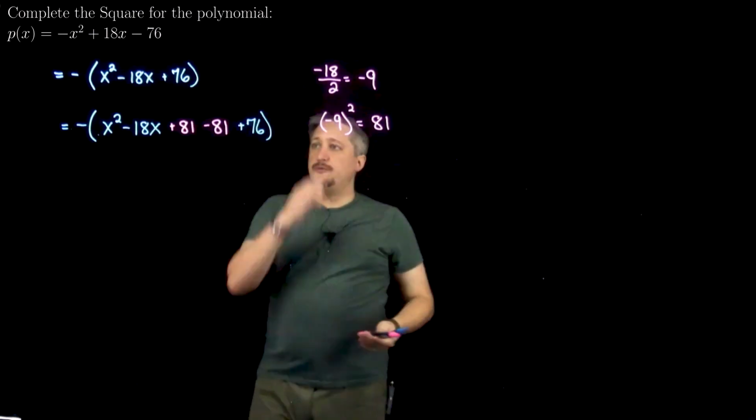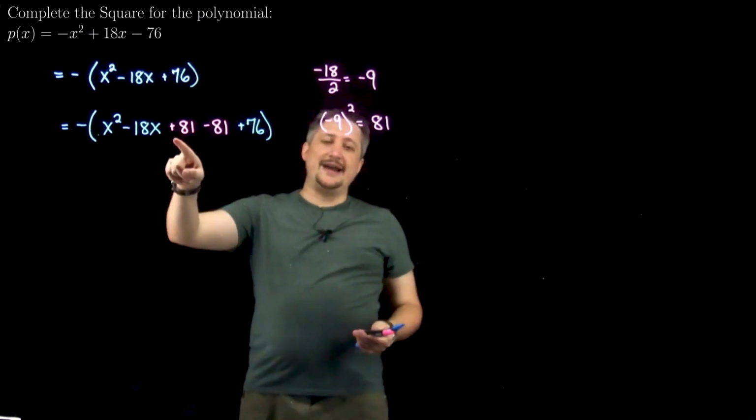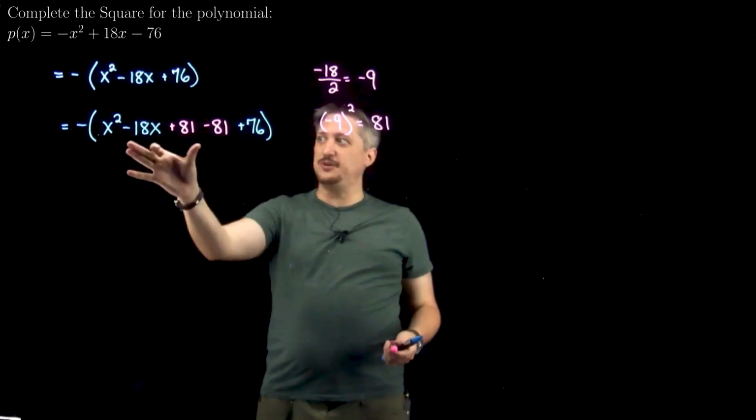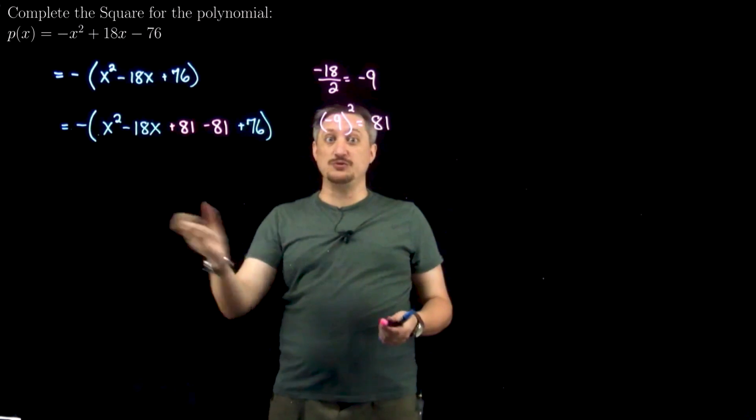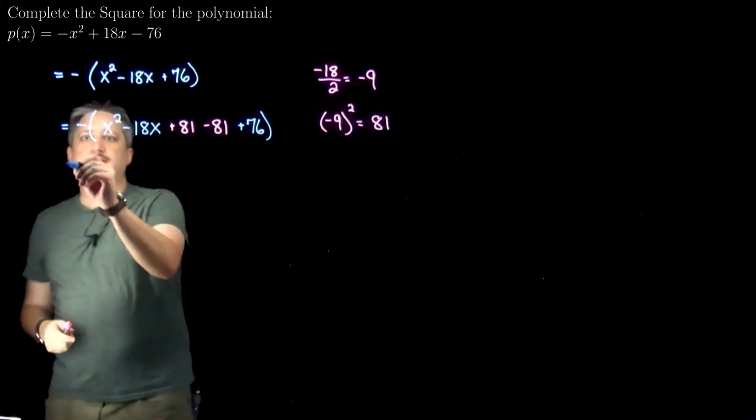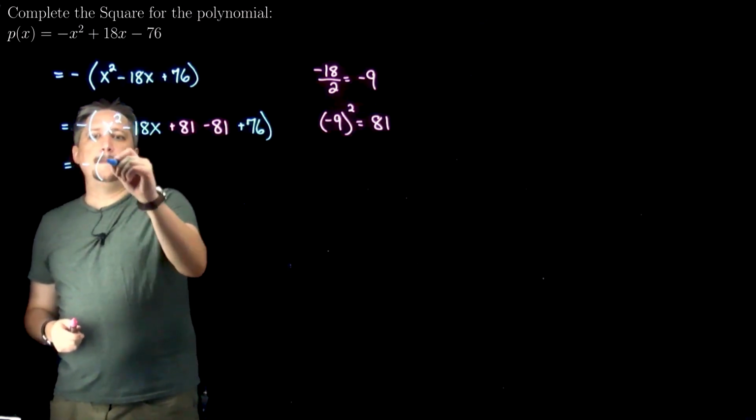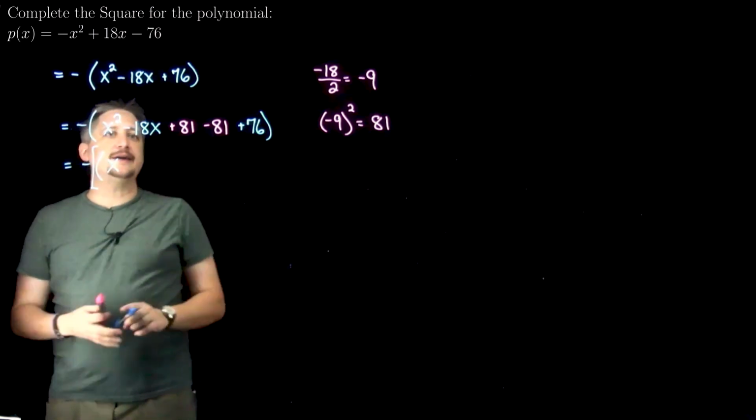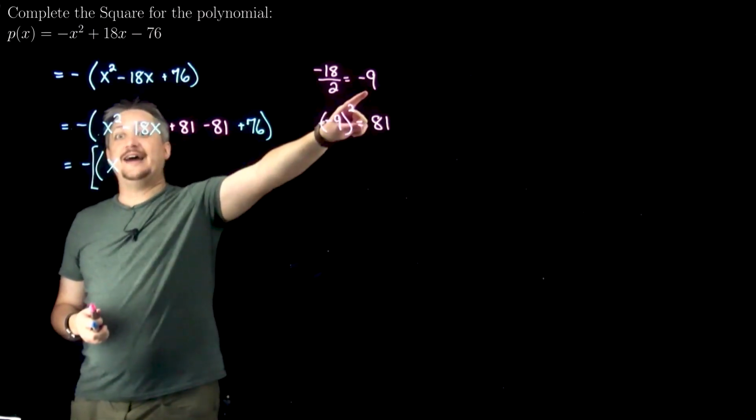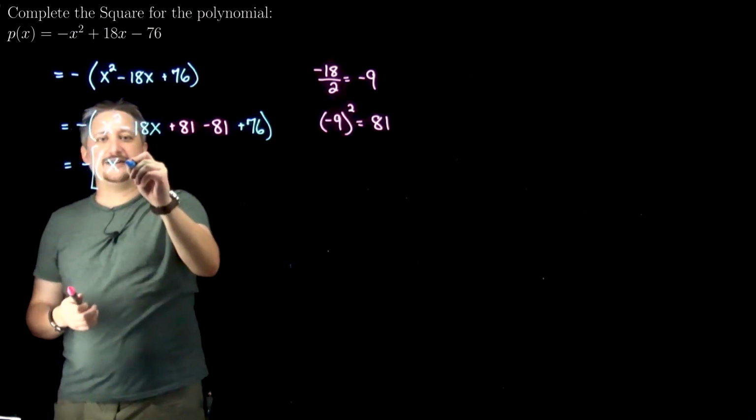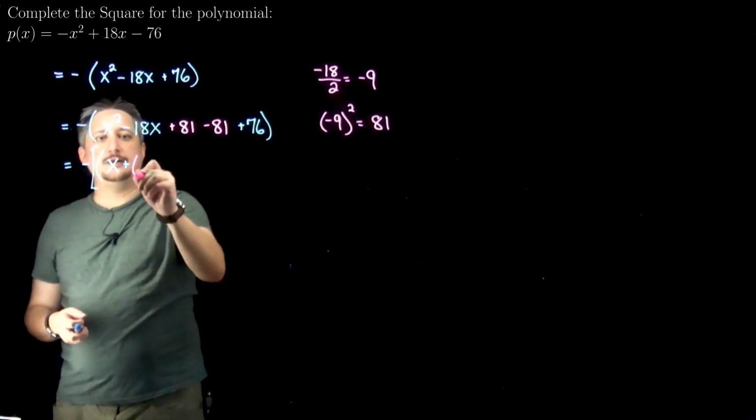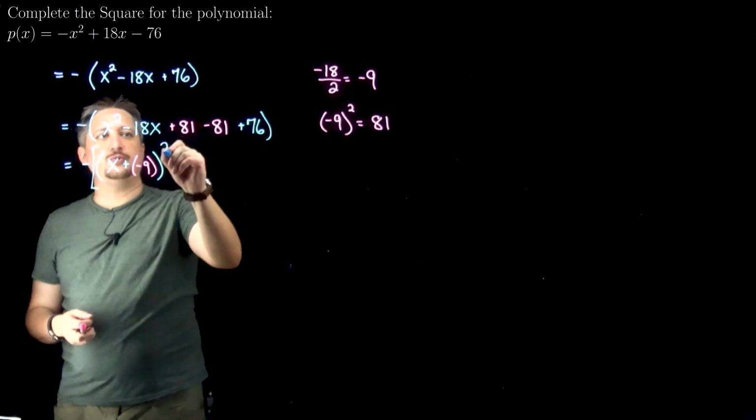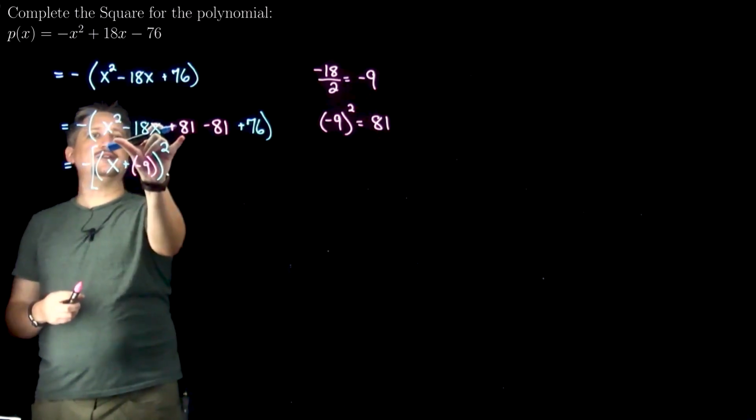The reason I do that, and in particular I added first, that is personal preference. You don't have to add first. You could subtract, but I like to add first because that makes these first 3 terms collapse into a perfect square. So I end up with, again that negative is factored out, x plus that half number I just got. So it's x plus minus 9, squared. And that's what all of these collapse down to.